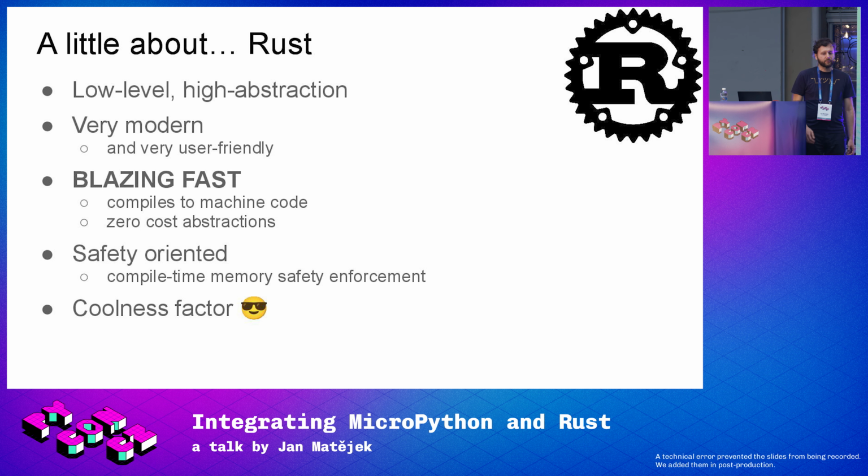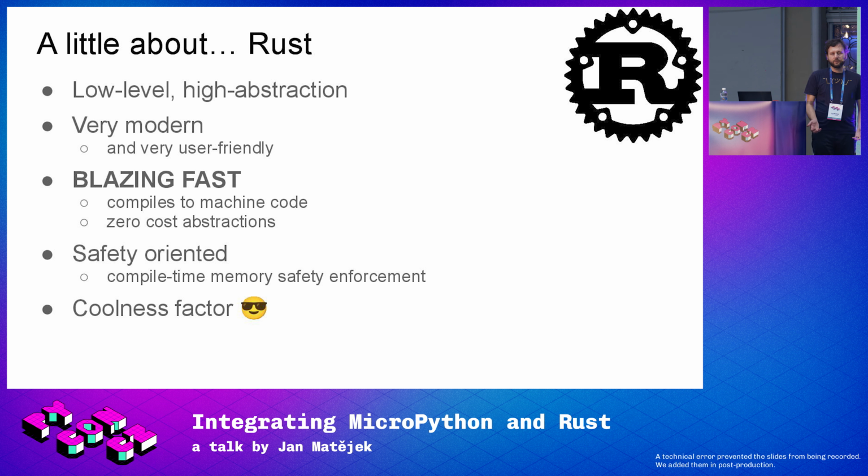A little about Rust. Rust is the new fancy thing. It's a low-level systems language, but it offers very high abstractions. It's new, it's very modern, very user-friendly. For instance, the compiler warnings are just great. They tell you what's wrong, where it went wrong, and often even how to fix it right there. And the main advantage over MicroPython is that it's blazing fast.